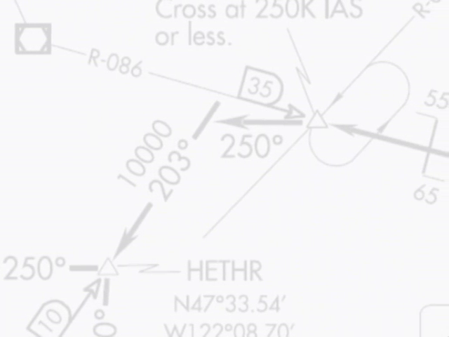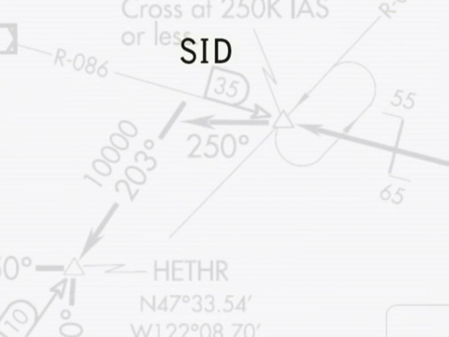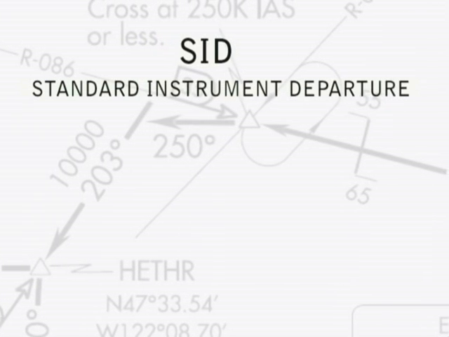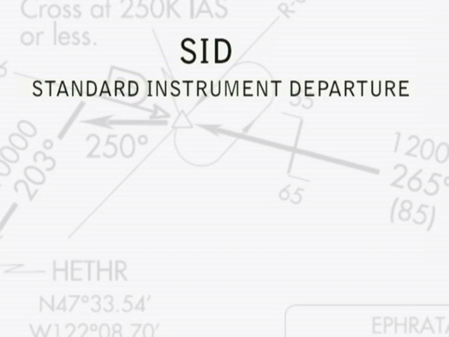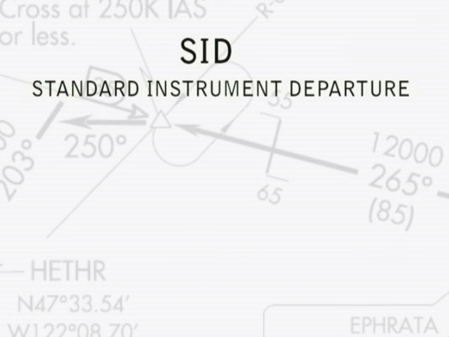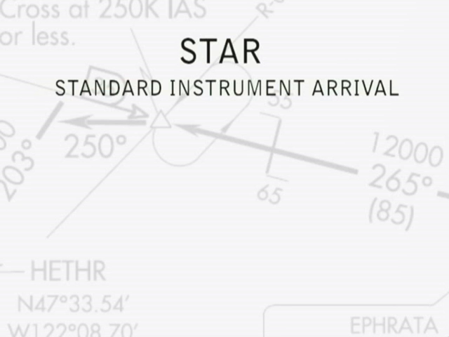A SID, which stands for Standard Instrument Departure, provides a roadmap for departing aircraft from any major airport. Think of them as an on-ramp to a major highway, which will be the route which you'll be flying. A STAR, which stands for Standard Instrument Arrival, is just the opposite of a SID. It's a map that will get you to your destination at any major airport. It's the exit ramp, if you will, from a major highway.